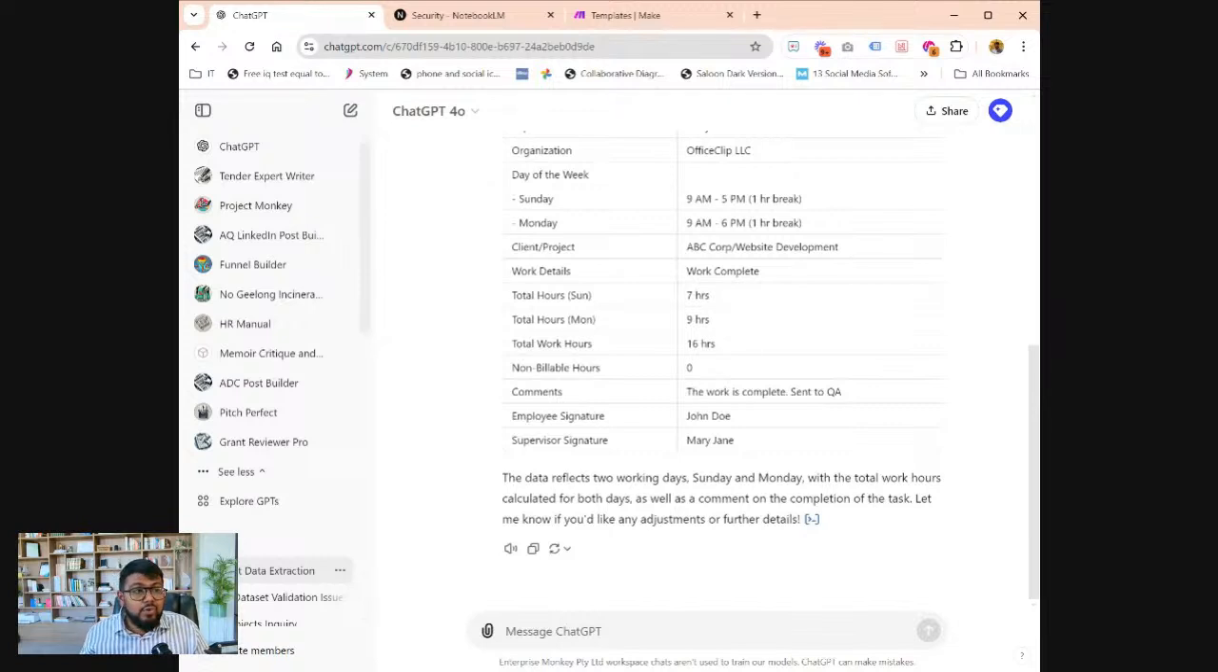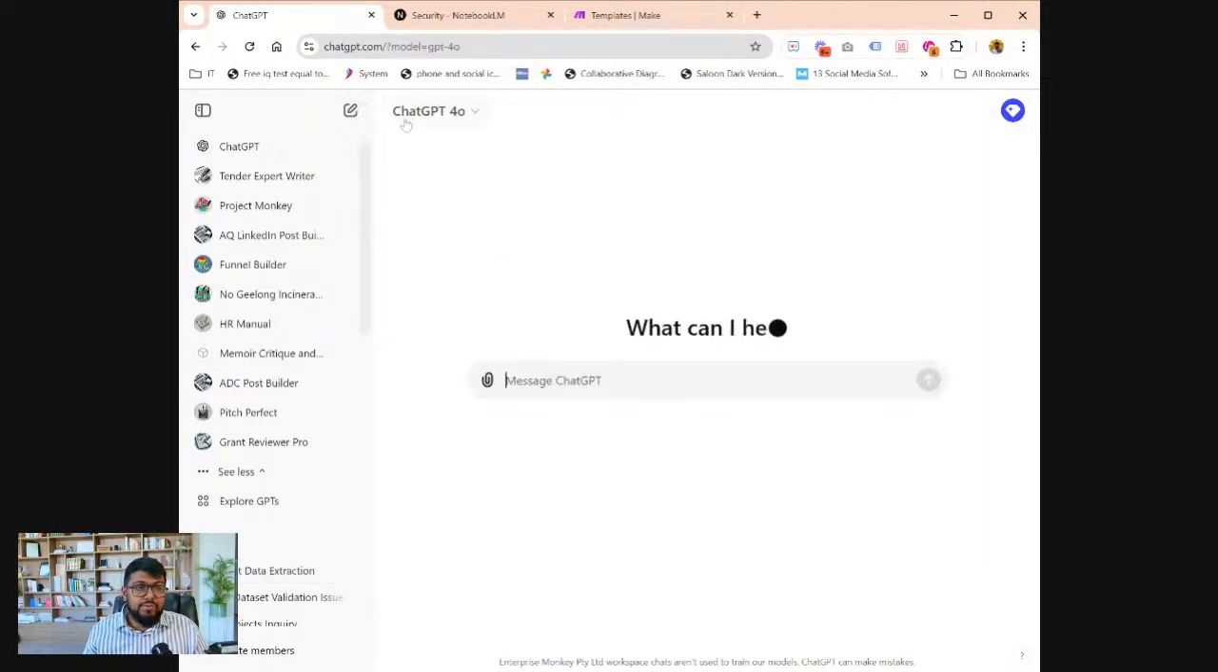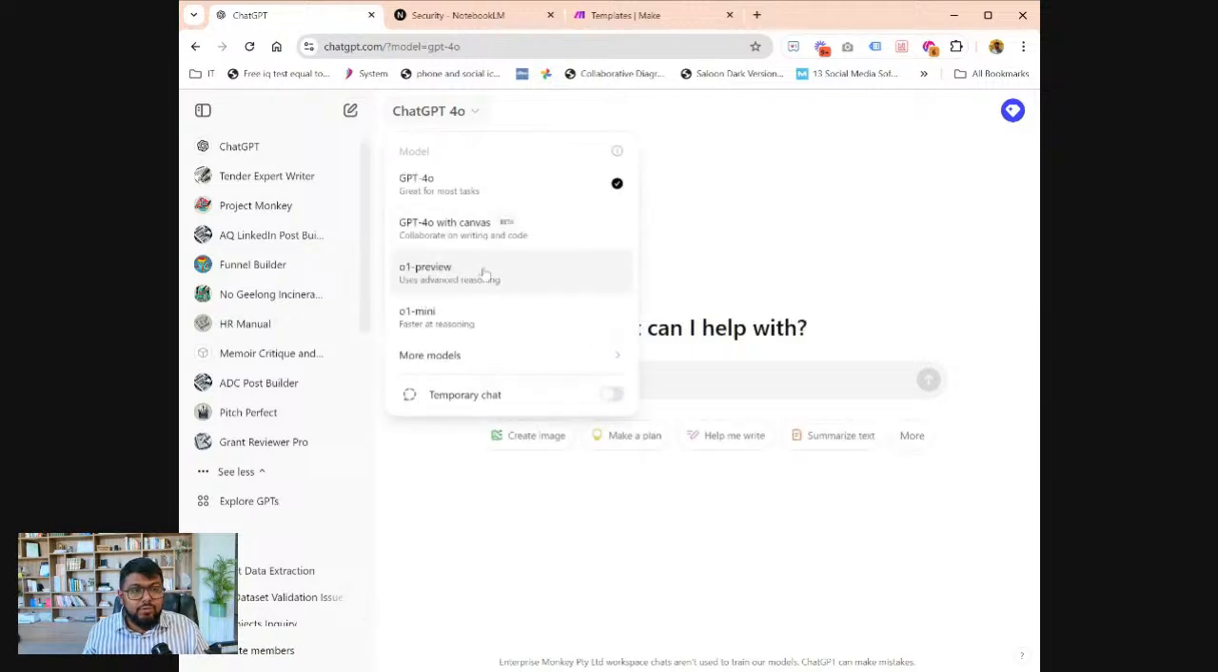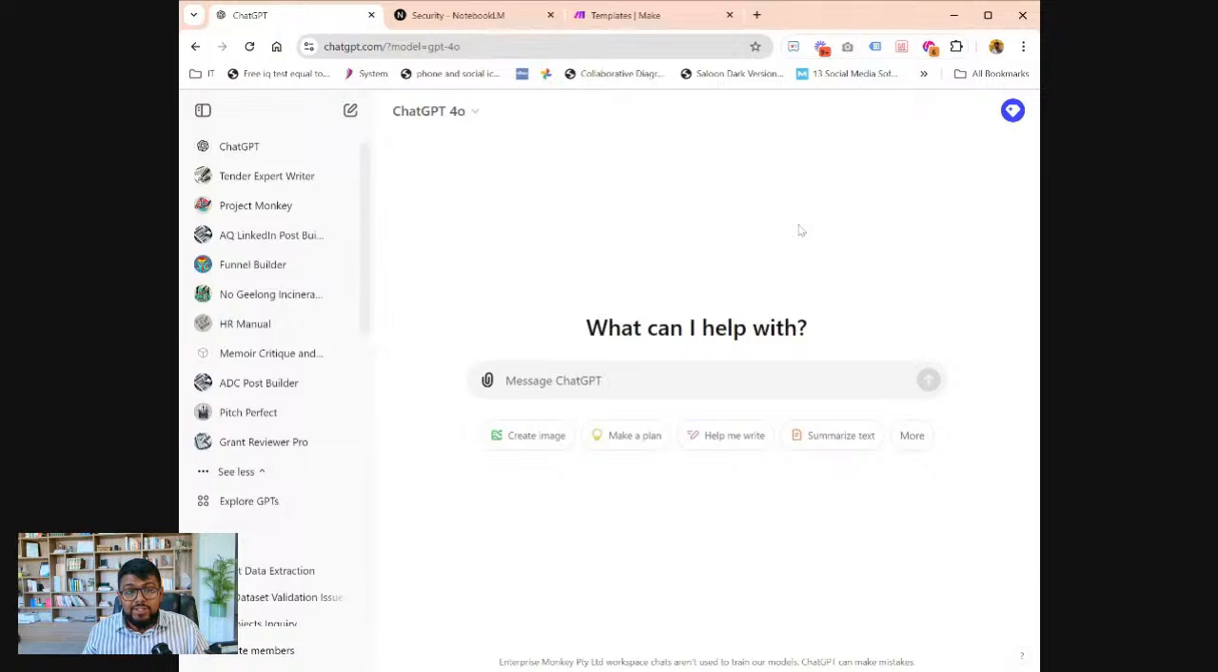Now when I talked about reasoning, you've got two versions of ChatGPT. You've got 4.0 and you've got O1 Preview. O1 Preview is the one that uses advanced reasoning. I'm going to give a prompt which would be a very advanced business case, and I'll show you the difference of how these two models, one without reasoning and one with reasoning, interact.